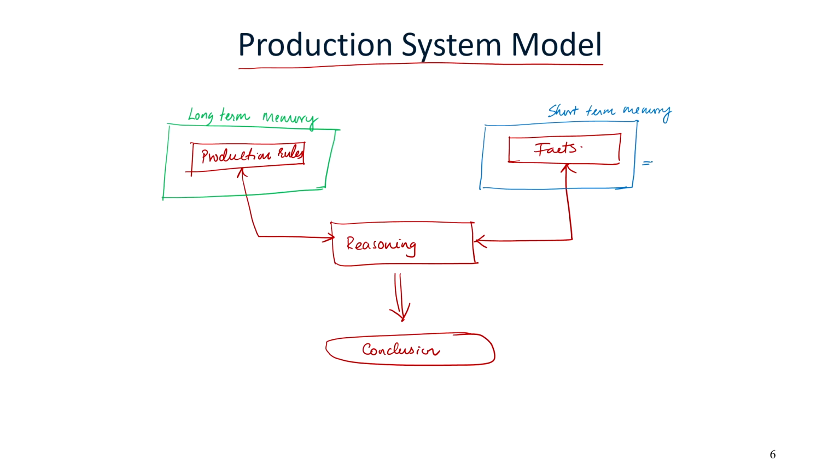Okay. So, this is problem specific information. This is specific to a problem, whereas this one is knowledge. So, the knowledge gets stored as production rules in the long term memory, whereas the facts get stored in the short term memory or problem specific information. Combine them together with reasoning, you reach what we call the conclusion.